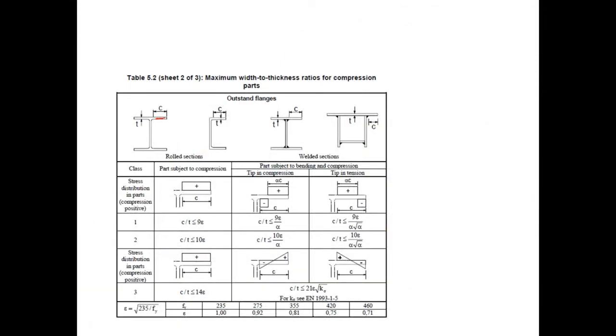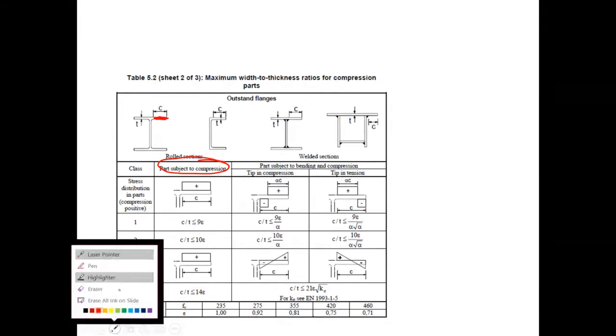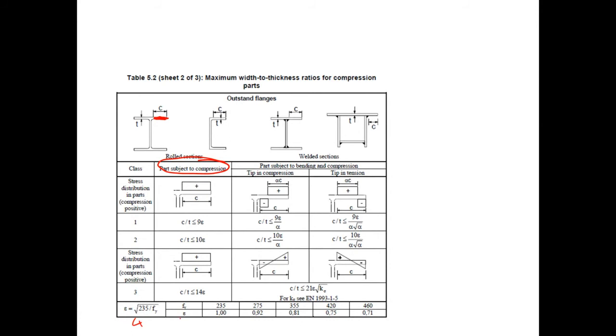So for the flange, there's the unstiffened length of the flange. If we have an I section subject to compression, and we want a class one section, then its unstiffened length divided by the thickness of the flange has to be less than 9 epsilon for a class 1. Class 2, it's less than 10, more than 9. Class 3 section, less than 14, more than 10. Class 4 section is greater than 14. So if we have a class 4 section, then C over T ratio is greater than 14 epsilon.